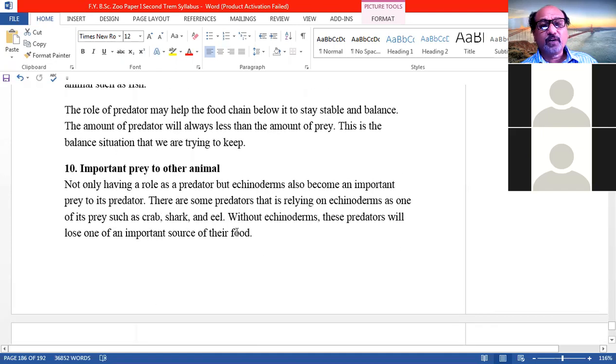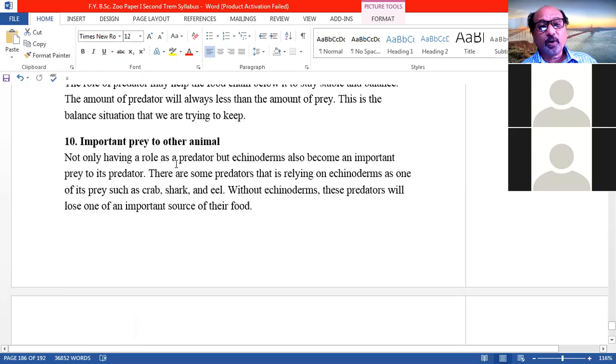Important prey to other animals: not only do echinoderms have the role of predator, but they also become an important prey to their predators. So many animal organisms feed on the echinoderms. Some predators rely on echinoderms as one of their prey, such as the crab, shark, and eel. Without echinoderms, these predators will lose one of the important sources of their food.